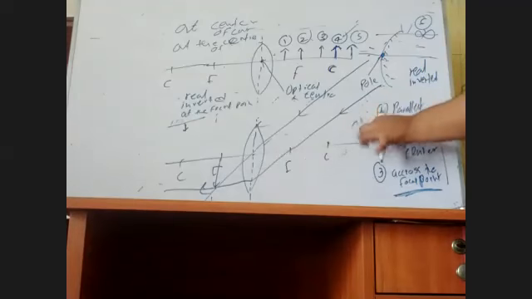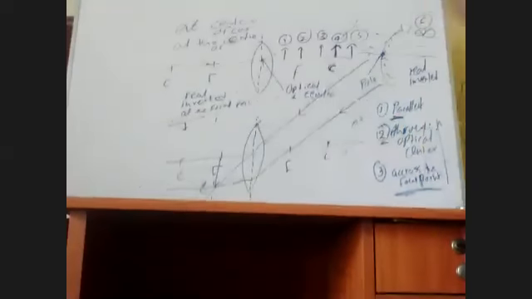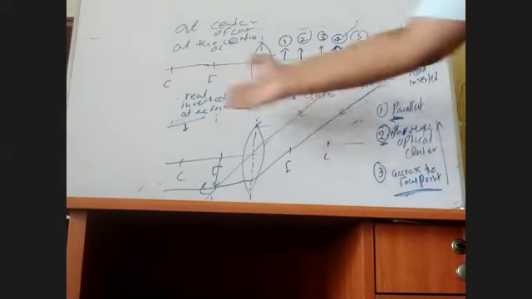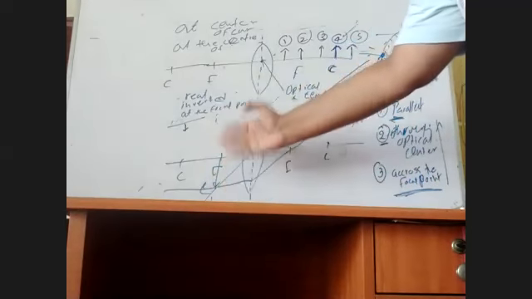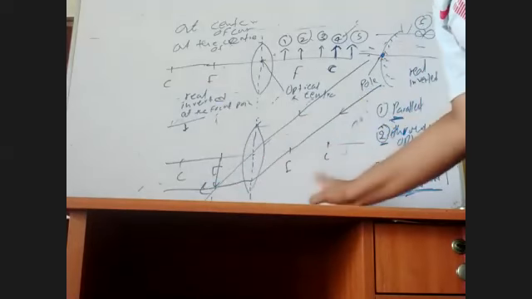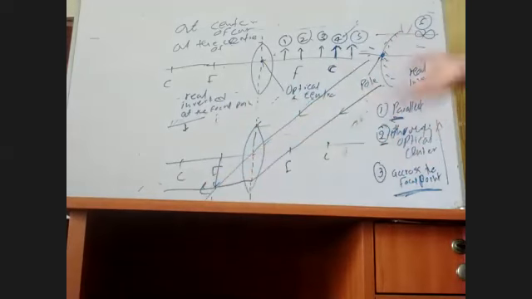If you want to draw the ray diagram for an object at infinity, and you want to see both the object at infinity and the image formed on the same paper, what you have to do is this.